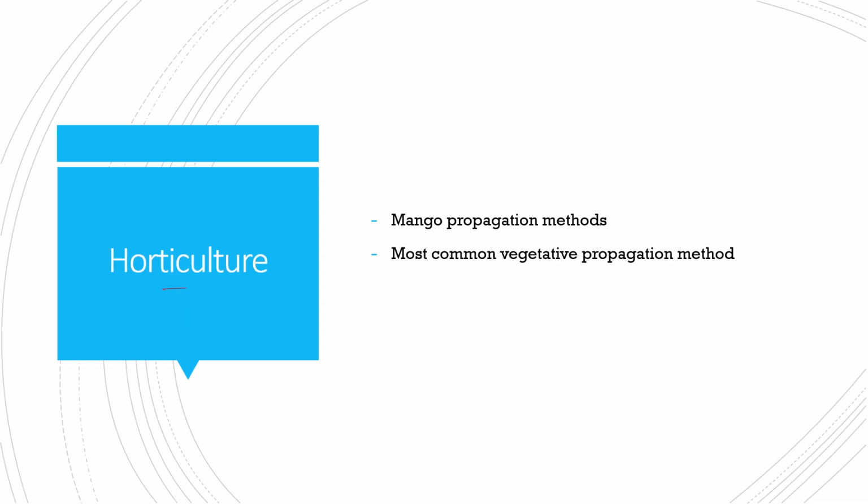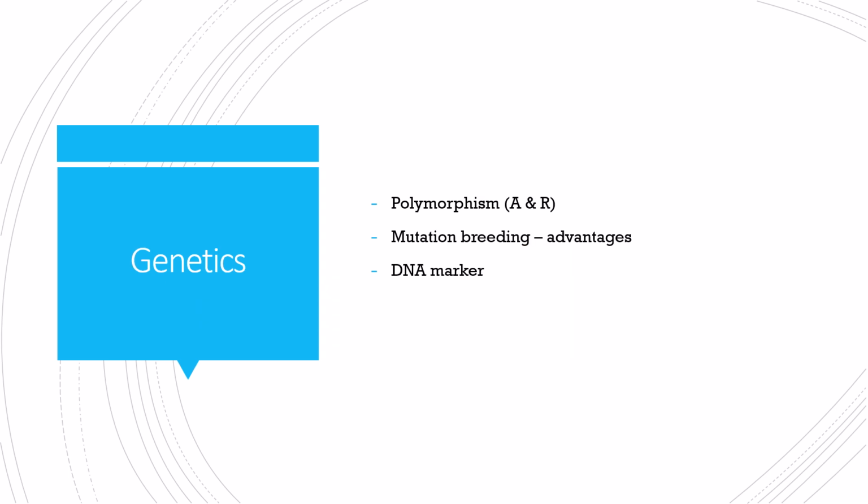And if we talk about horticulture, then for mango propagation methods, one question came. Then the most common vegetative propagating method was asked. So horticulture also had very easy questions, right? Now moving on to genetics.